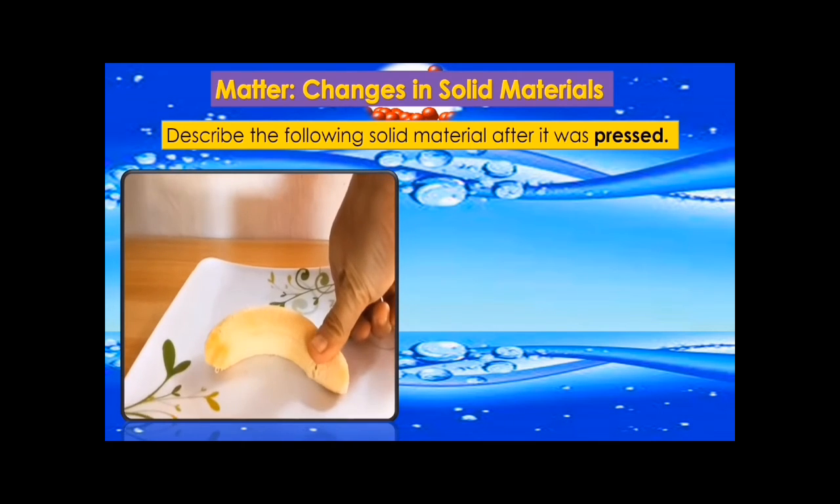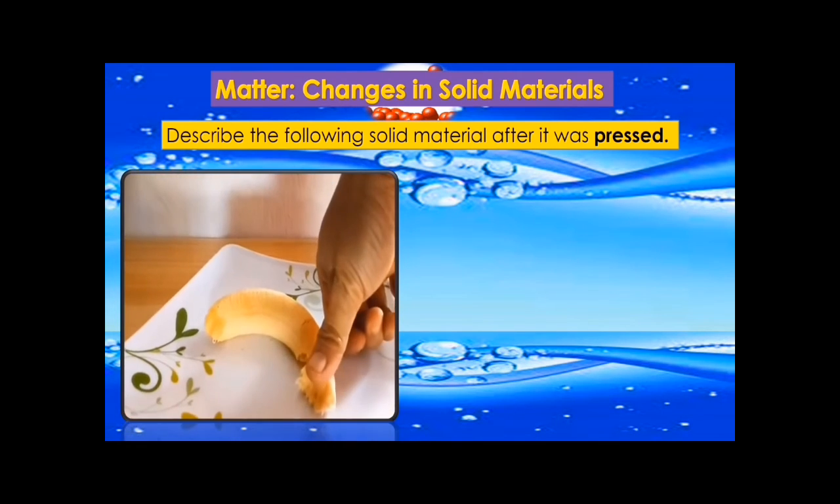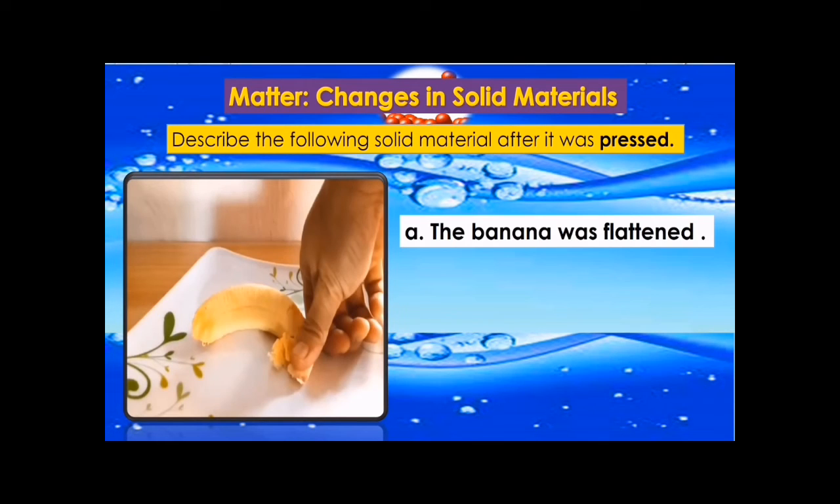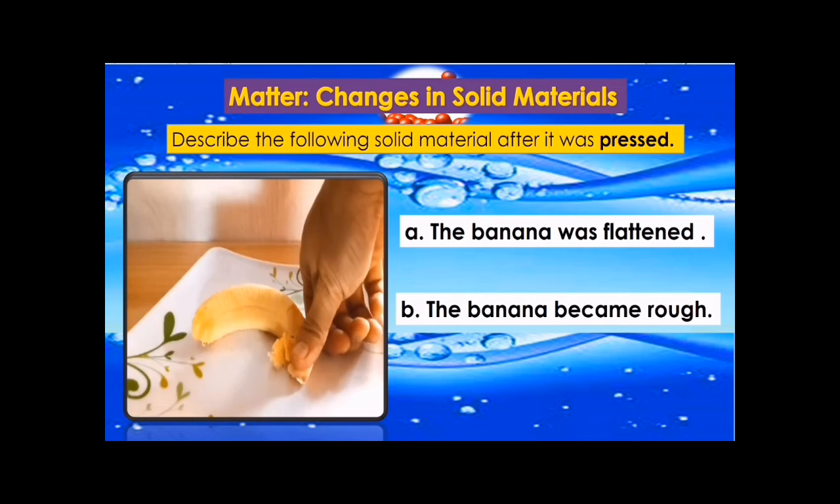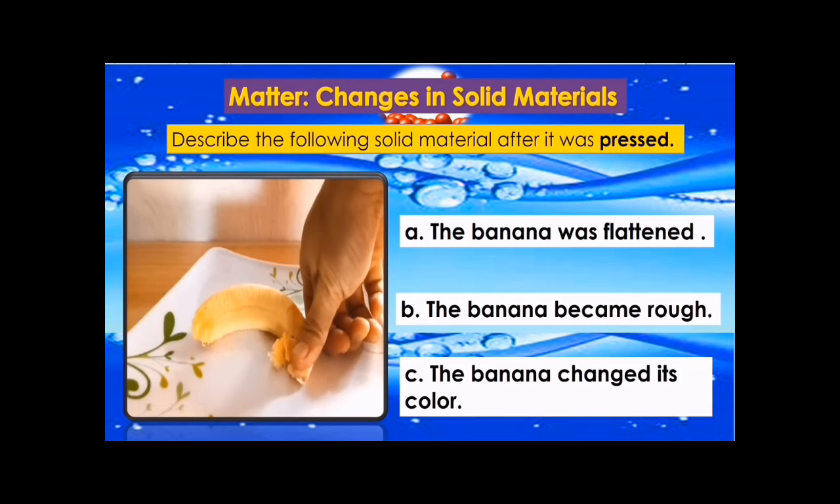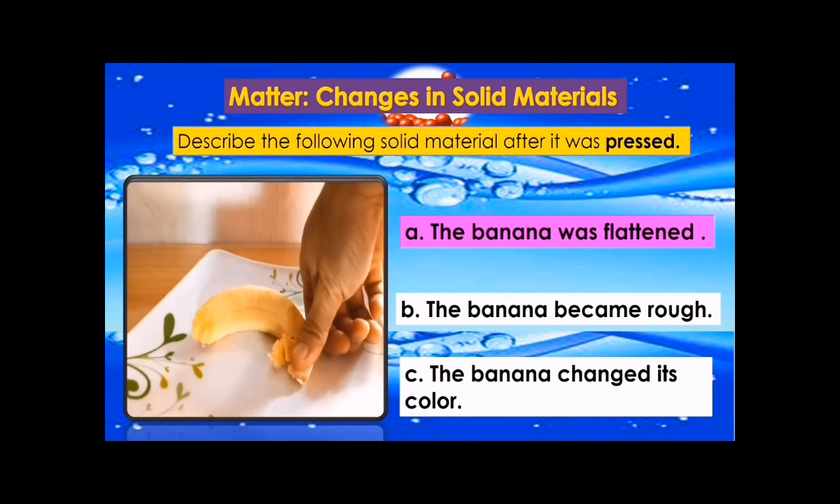Now describe the banana after it was pressed. A. The banana was flattened. B. The banana became rough. Or C. The banana changed its color. The answer is correct. The banana was flattened.